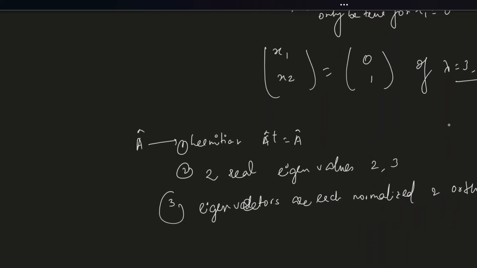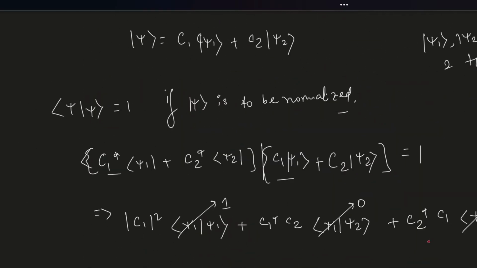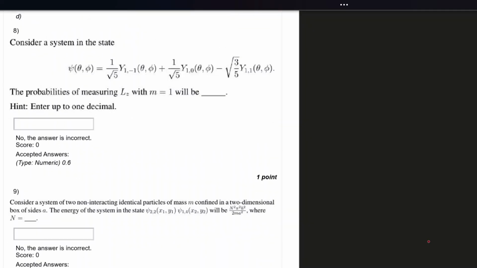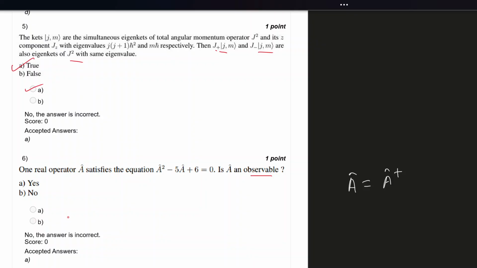As you can see, they are orthogonal to each other. So all these conditions being satisfied, we can say that A represents a physically measurable observable. So this is question number 6, then we have done. Question number 6 is this: A is, yes, an observable.